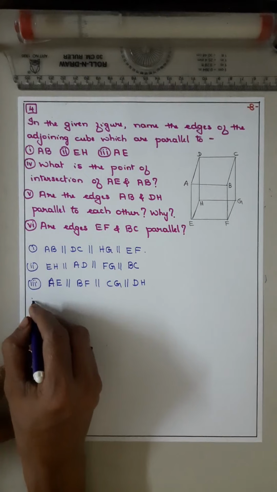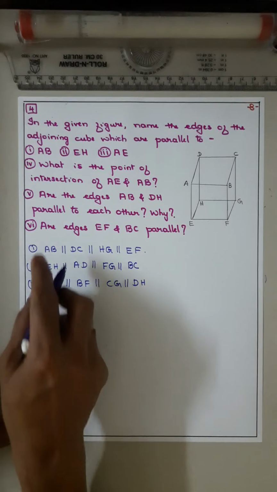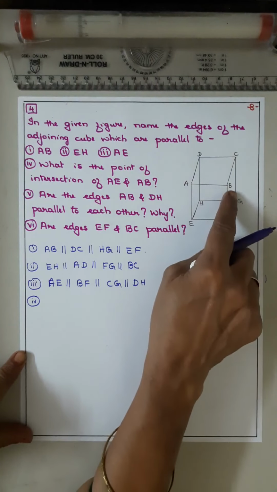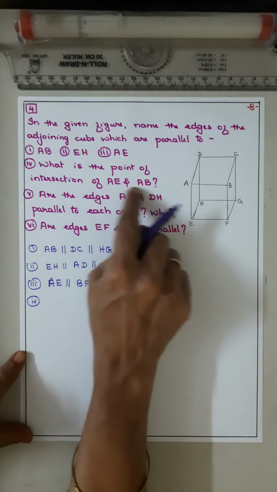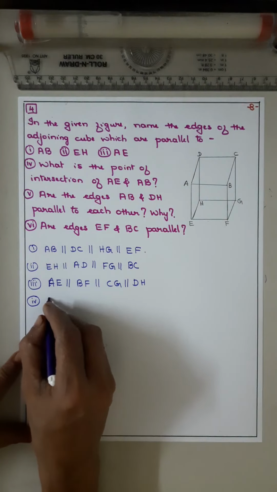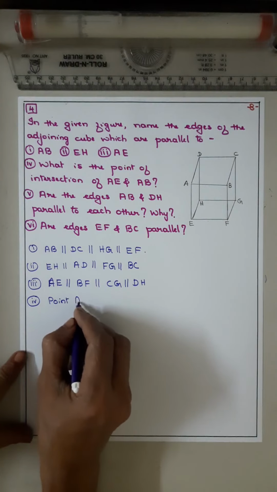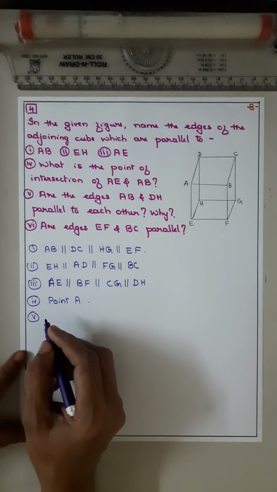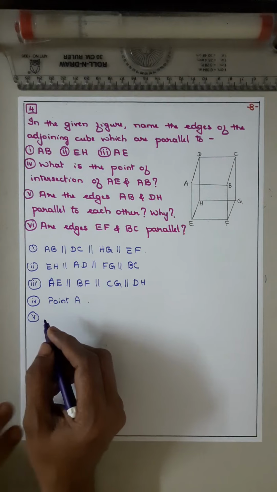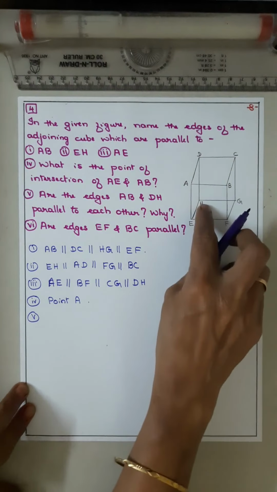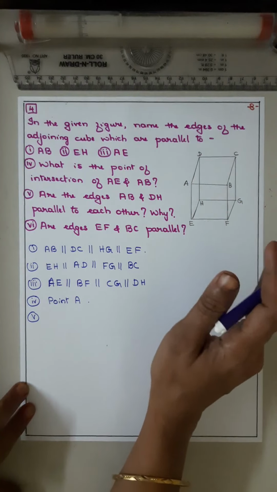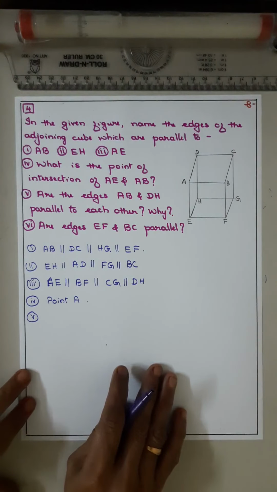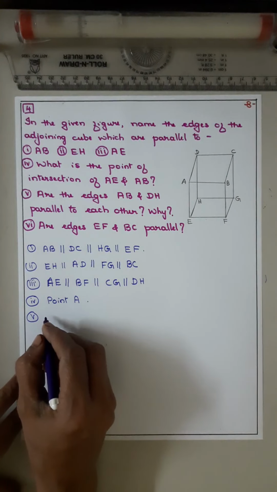Now coming to fourth. What is the point of intersection of AE and AB? Look, AE and AB, which alphabet is common? A. So the answer is point A. Now fifth, are the edges AB and DH parallel? This is AB, this is DH. Are they parallel? No, isn't it? One is horizontal, the other is vertical. So the fifth answer is no.